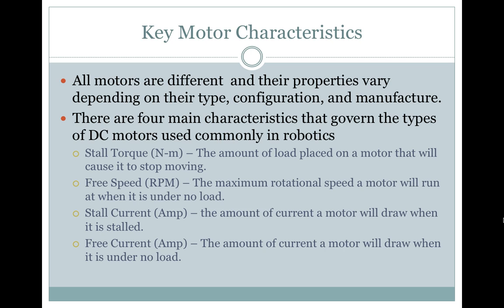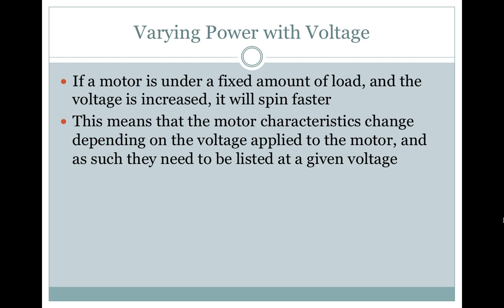Stall torque, the amount of load placed on a motor that will cause it to stop moving. Free speed, the maximum rotational speed a motor will run at when it is under no load. Stall current, the amount of current a motor will draw when it is stalled. And free current, the amount of current a motor will draw when it is under no load.